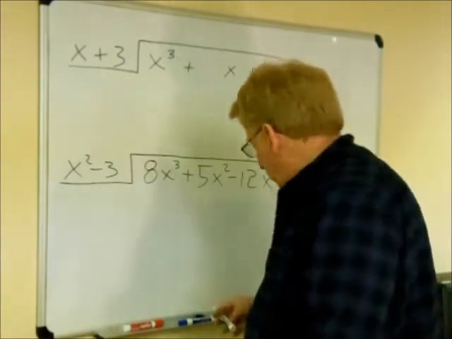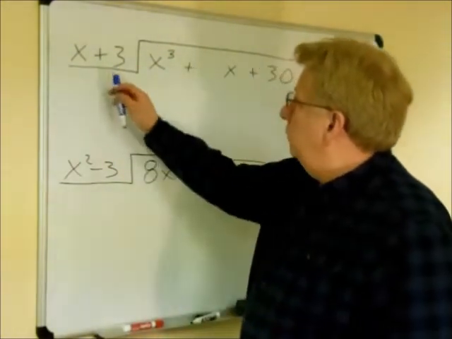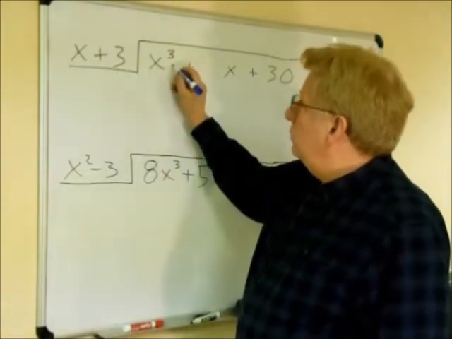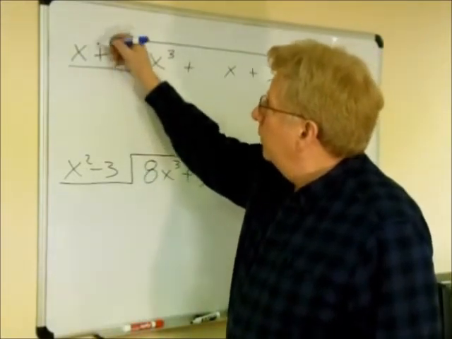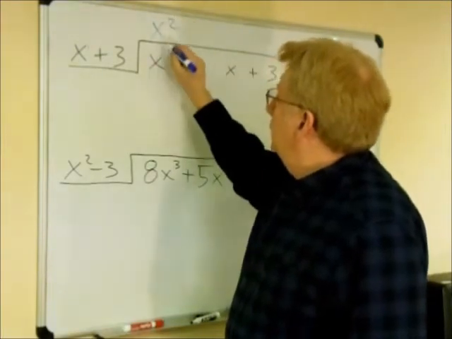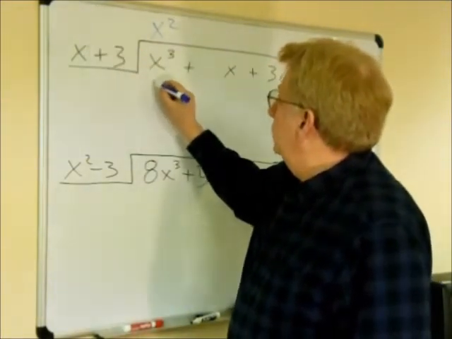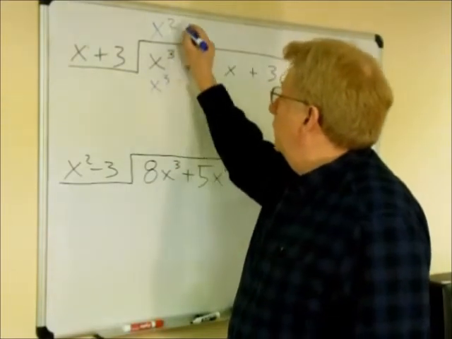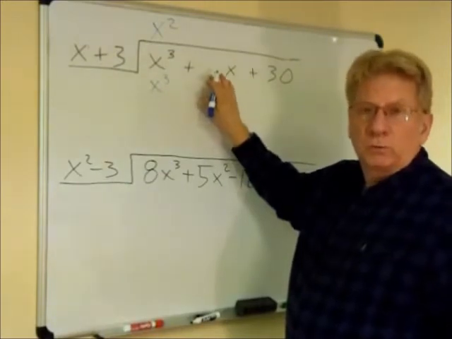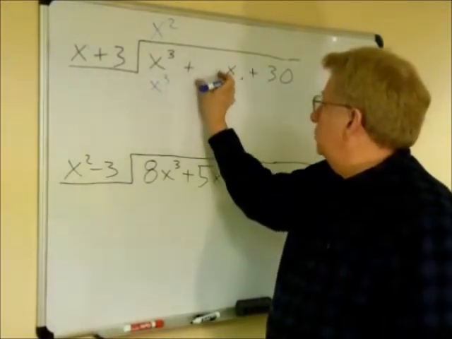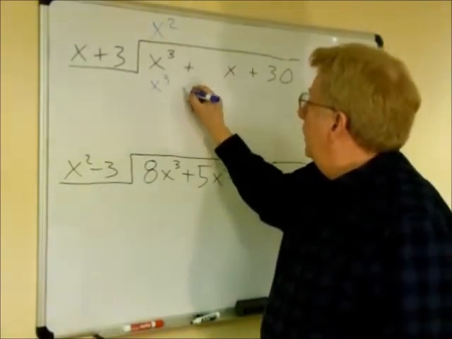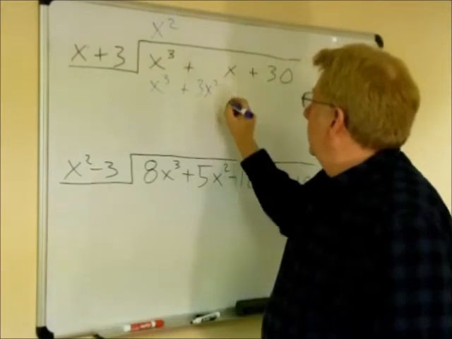What we do first is we focus on this first term, x. So x cubed divided by x to the 1 would be x squared. So we'll put that here. X squared times x to the 1 is x cubed. X squared times 3 gives us 3x squared. We don't have an x squared term in this original trinomial, so we left a space here, and we'll put the x squared term underneath the blank space. So we have plus 3x squared.